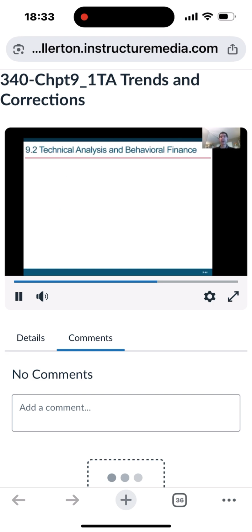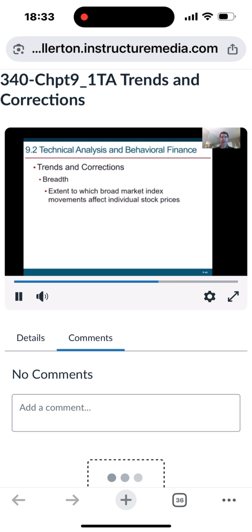All right, let's move on to a couple more trend and correction indicators. Okay, so here's one that you will come across a lot. It's called market breadth. Breadth sort of meaning, you know, how wide something is. And this tries to capture the extent to which a broad market index movement affects individual stock prices. What is the idea here?